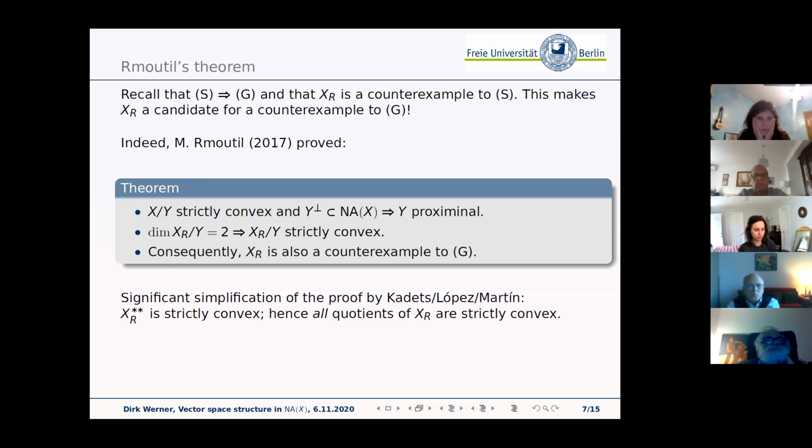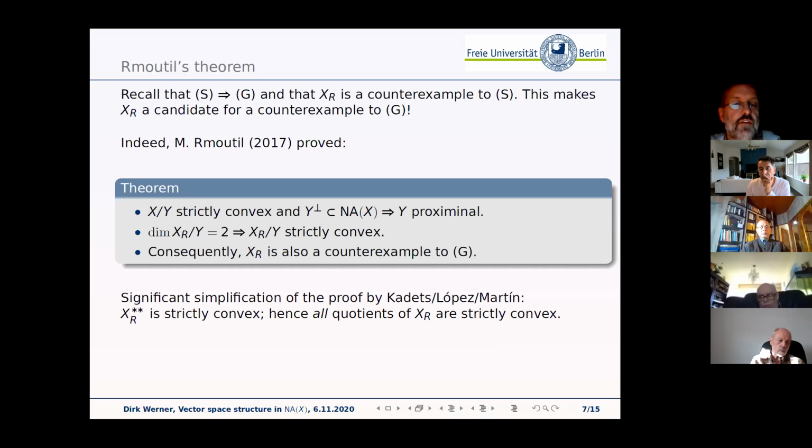In particular, they showed that the second dual of that space is strictly convex, and therefore not only the two or finite dimensional quotients are strictly convex, indeed all the quotients are strictly convex.